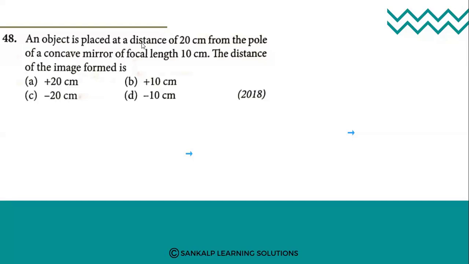See, an object is placed at a distance of 20 centimeter from the pole of a concave mirror of focal length 10 centimeter. The distance of the image formed is. Here we need to calculate the distance of the image, means V value we have to calculate, and they have given the focal length value and the object distance, U value, and here we need to calculate the image formed distance, that is V value. See how to do this.